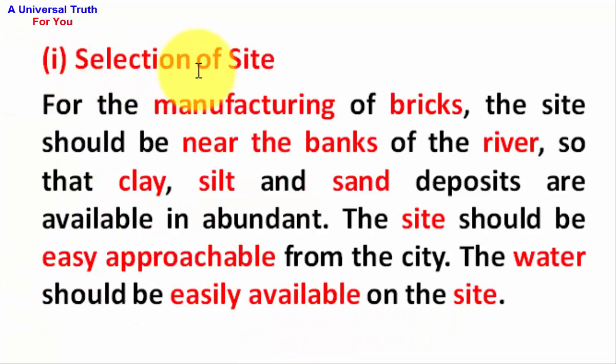Number 1, selection of site. For the manufacturing of bricks, the site should be near the banks of the river so that clay, silt, and sand deposits are available in abundance. The site should be easily approachable from the city. The water should be easily available on the site.